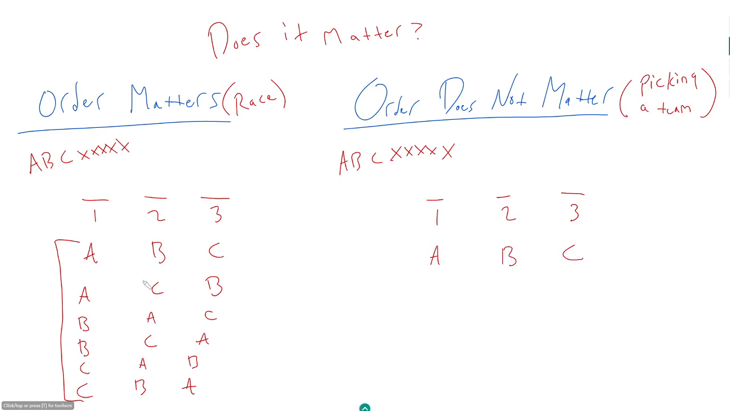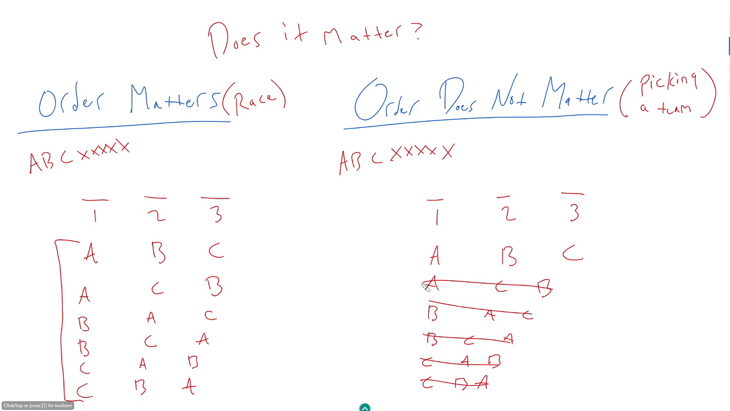But if I'm choosing a team where order does not matter, ACB is the same team as ABC, which is the same team as BAC, which is the same as BCA, and the same goes for CAB or CBA. And so I would not want to count all of these committees because they are all the same committee. I would still want to count them once. But once I've done that, I do not want to count these guys.